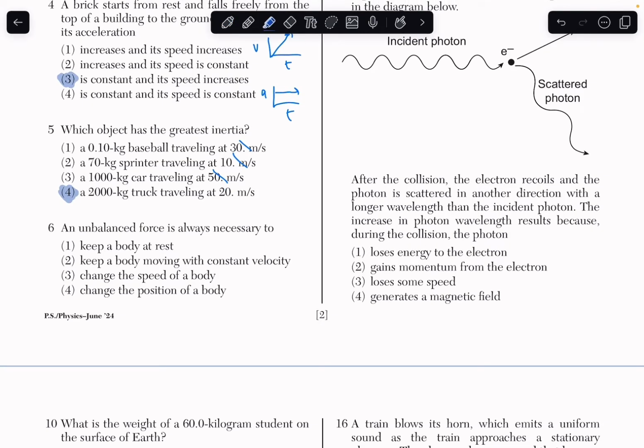Number 6, an unbalanced force is always necessary to change the speed of a body. So it's going to be number 3 because none of the other choices are right. 1 and 2 are talking about being at constant velocity or being at rest, which means that the F net is 0. When your F net is 0, you have a balanced force. And we're looking for the unbalanced force. And number 4 doesn't mean anything because you can change the position of the body while being at constant velocity. That just means that you're moving. But in order to change the speed of a body, you need to be slowing down or increasing, meaning that the forces are unbalanced.